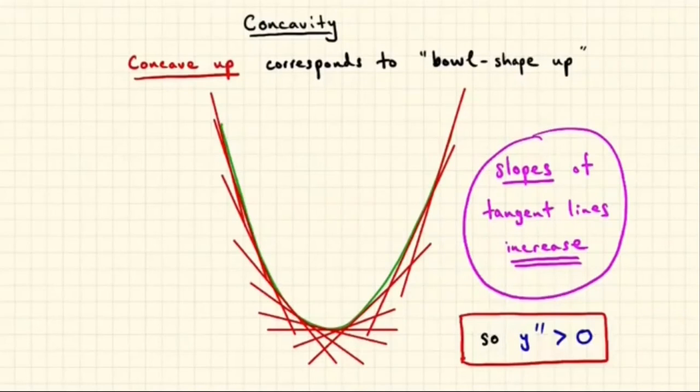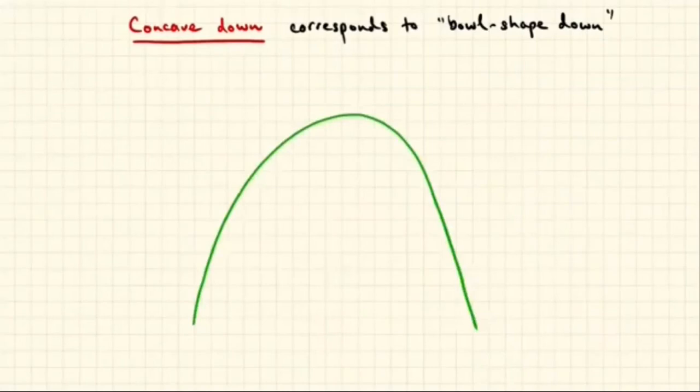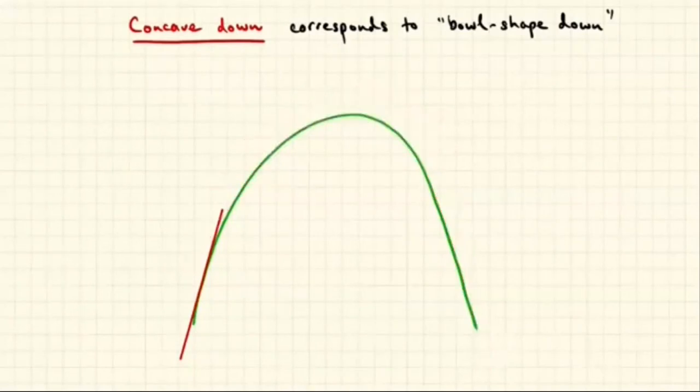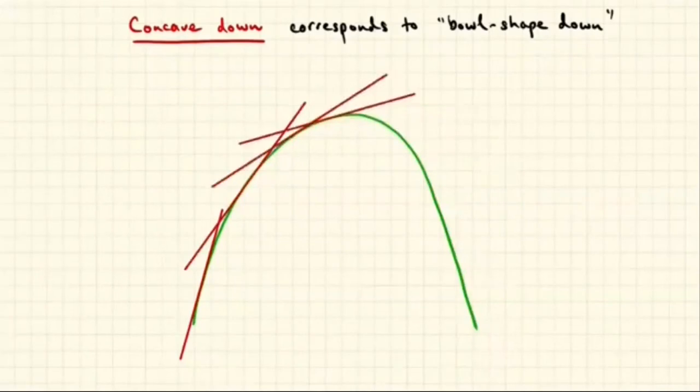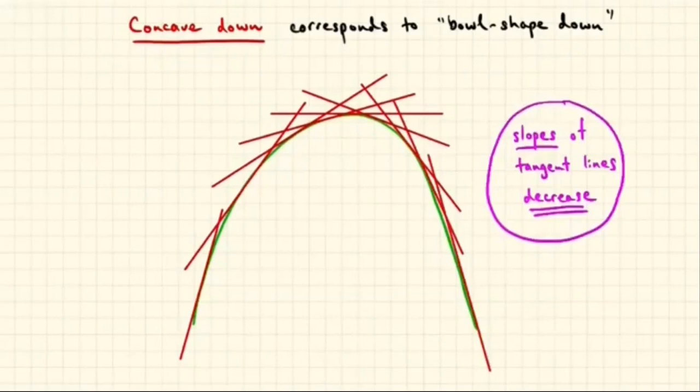Now consider the opposite property, concave down, which corresponds to the curve being in a bowl-shaped down configuration. If you look at miniature tangent lines to the curve as you pass from left to right, you'll notice that the slopes change from being steep and positive to shallow and positive, to being zero as you move through the turning point, to being shallow and negative, to being steep and negative. The slopes of the tangent lines are decreasing. This corresponds to the derivative of the rule of the original function being itself a decreasing function. So the second derivative of the original function, y double dash, should be negative.